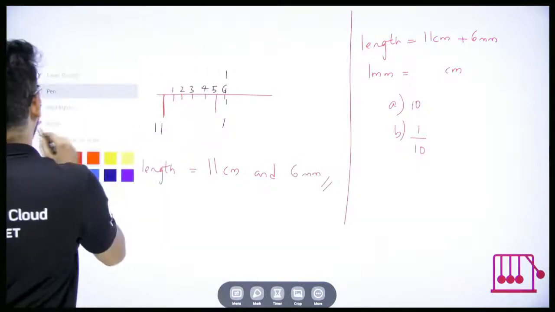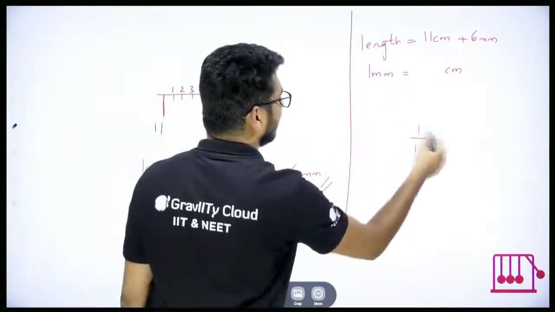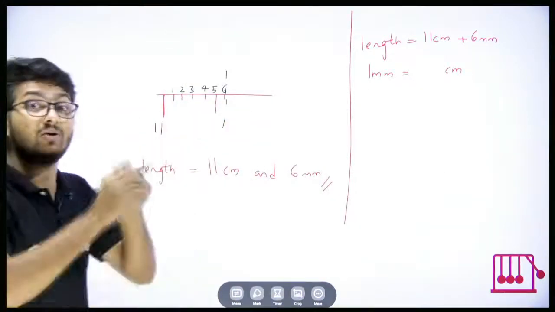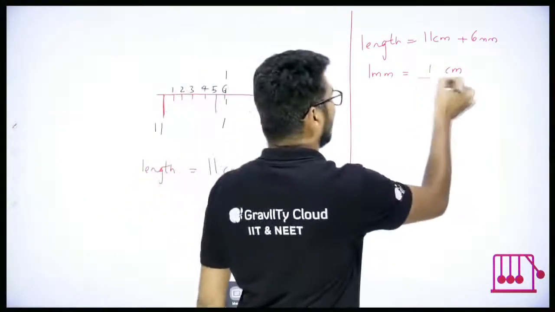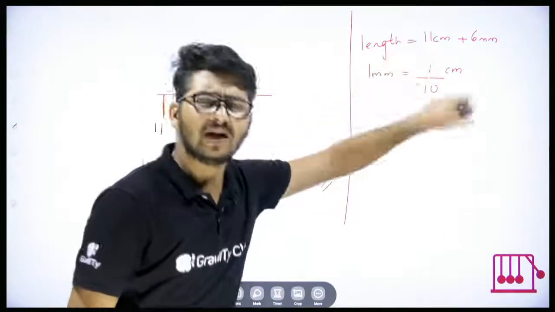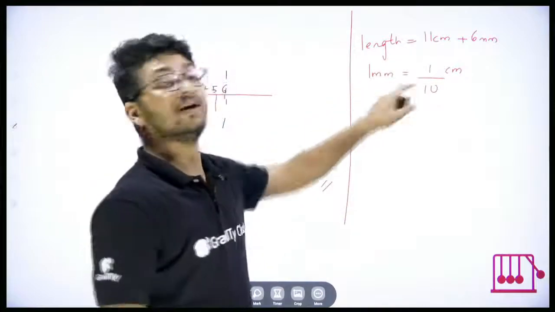It is 1 by 10. It is 1 by 10 because what is 1 millimeter? When you divide 1 centimeter into 10 parts. So you divide 1 centimeter into 10 parts. Division, right? This is division. 1 by 10, that's when you get 1 millimeter.